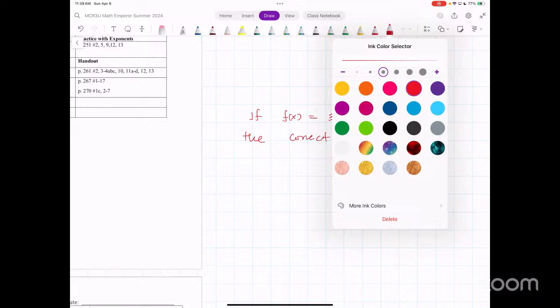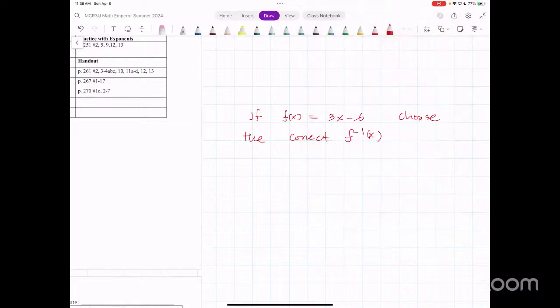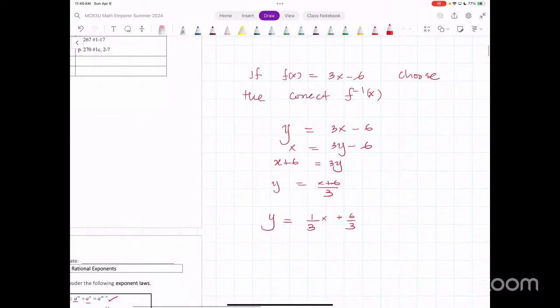No wait, you swap the x and y. So you swap the x and y and then solve for y. So x plus 6 is equal to 3y, so y is equal to (x plus 6) divided by 3. What your teacher has done on the multiple choice is flip the answer. You can divide each term by 3, which gives 1/3 of x plus 2.